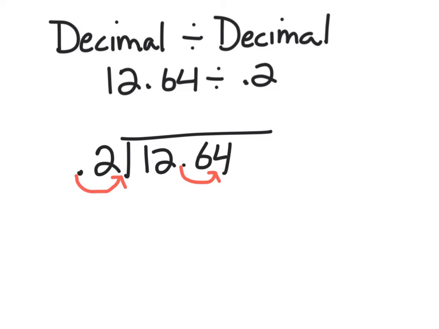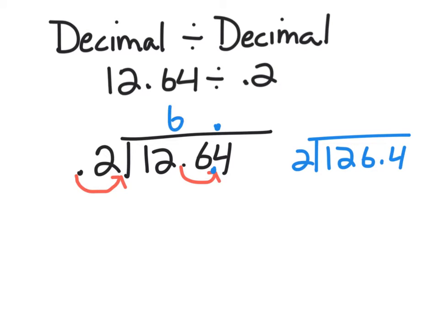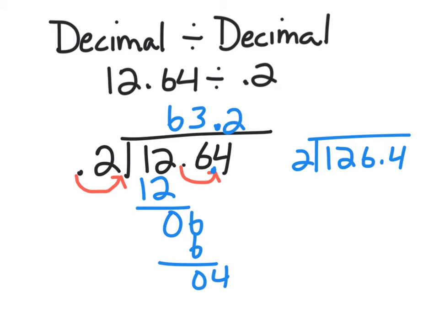Once my decimal point is over here, again, I'm still dealing with my decimal, and I need to now bring it up. Once I've done that, we are going to divide. What this problem now looks like is this. Okay, so I'm going to divide. 2 goes into 12 6 times. Okay, and I'm just going to divide 2 into 6 3 times, as I always do. And my answer is 63 and 2 tenths.